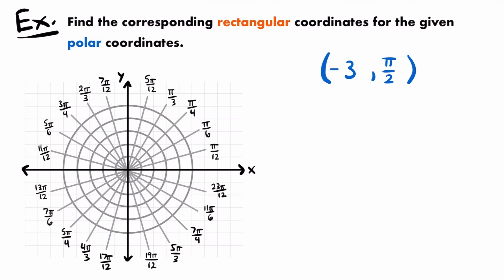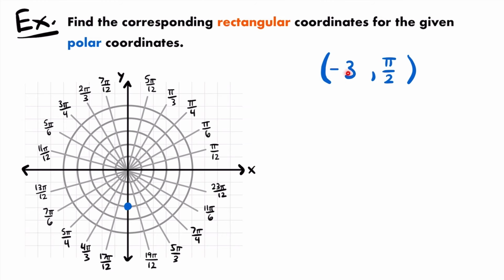All right, so let's say that this was +3. Our point would be along the third circle, so we'll go 1, 2, 3. This is where it would be if the radius was +3, but it's -3, so we will reflect it to the other side. So that will be right here. All right, so that's the point that our polar coordinates represent.